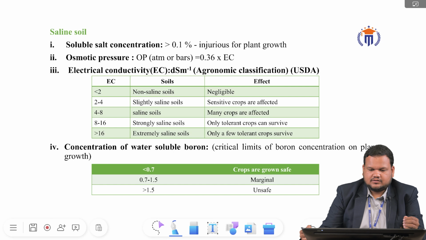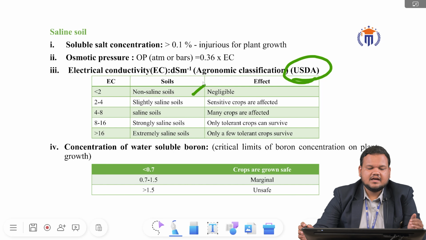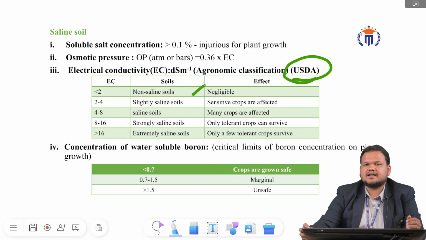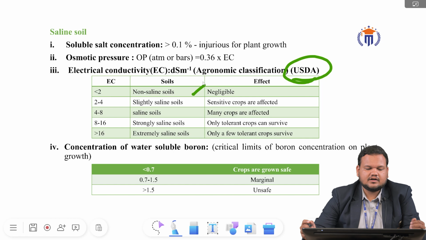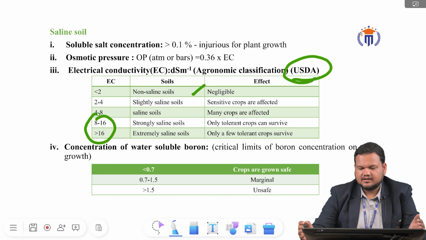and electrical conductivity. This is the classification given as per USDA. If the electrical conductivity is less than 2, then they are normally called non-saline soils, which means you can grow any type of crops. Whereas in case of 2 to 4 EC, they are slightly saline soils, which means sensitive crops can be affected if you are growing them in saline soils having EC 2 to 4. Whereas from 4 to 8, many crops will be affected. Only the tolerant or very few crops will be able to tolerate. Whereas with EC of more than 8 to around 16, only a few tolerant crops are able to survive.